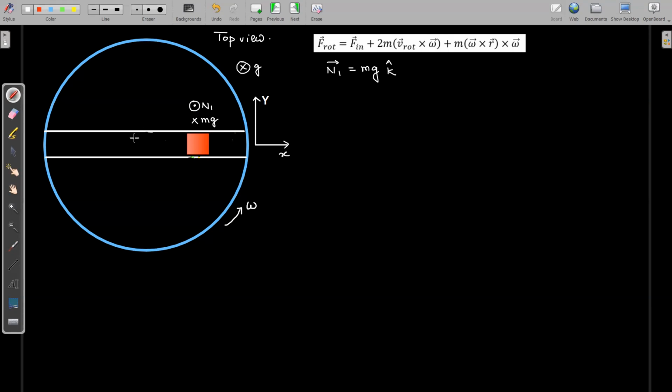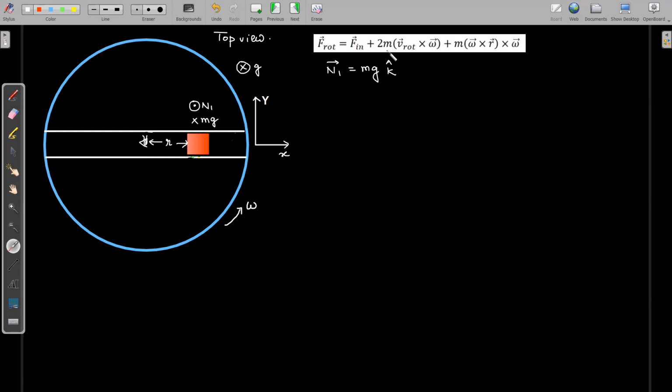Now, suppose we go to the rotating reference frame. In the rotating reference frame, suppose our observer is sitting at the axis of rotation and is rotating in the same sense as the disk with an angular velocity omega. And suppose the block is at a radial distance r at some time t. Now, with respect to this rotating reference frame, what will be the forces? One is the inertial forces. Inertial forces means the forces that you see in the ground frame, like mg and normal forces.